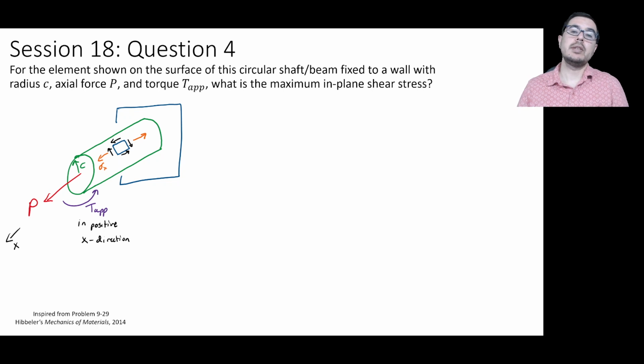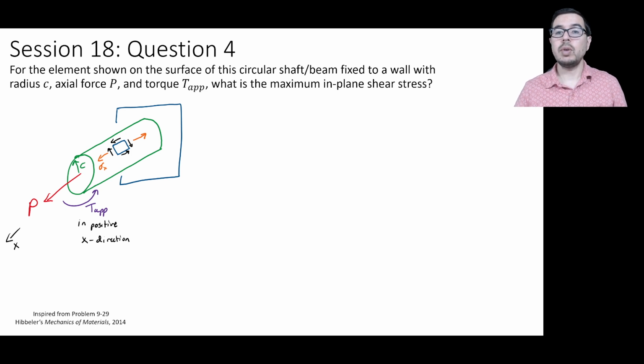This problem states, for the element shown on the surface of the circular shaft or beam fixed to a wall with radius c, axial force P, and torque Tap, what is the maximum in-plane shear stress? We already approached this problem looking for the maximum in-plane principal stress. Now we want to find the maximum in-plane shear stress.